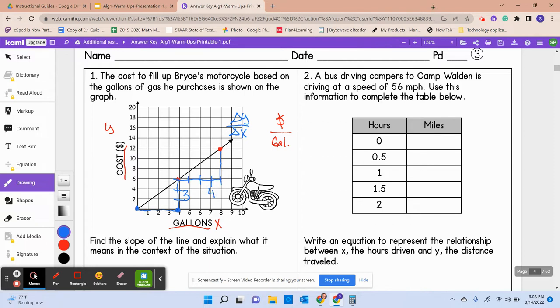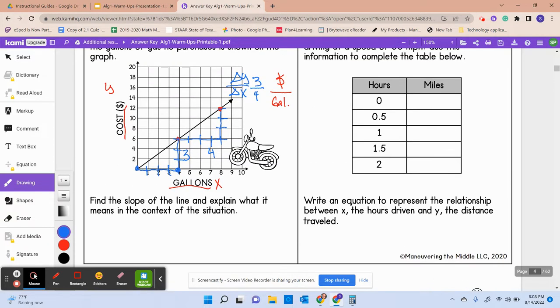And then you see it again. From here to here is 1, 2, 3, and 1, 2, 3, 4. So it is 3 over 4. And so it's $3 for 4 gallons of gas. So it would be 3 over 4.